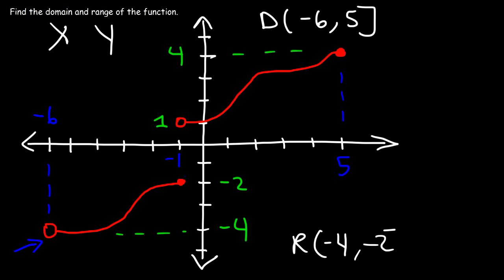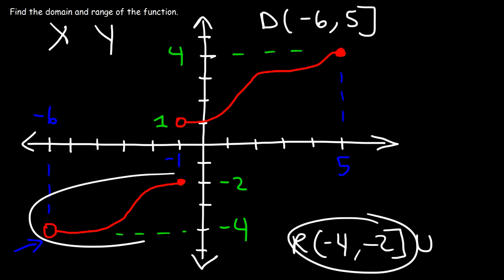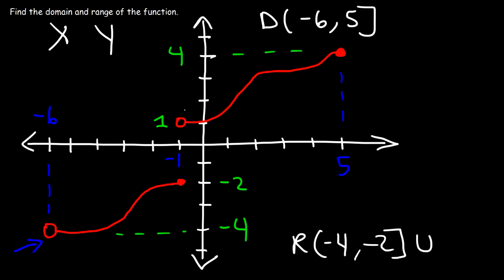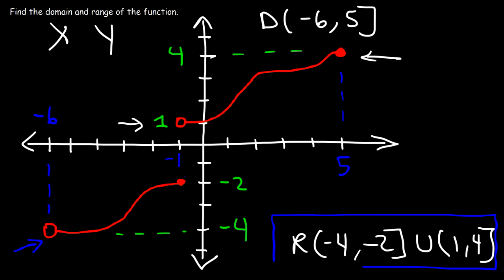Now we have a closed circle at negative 2, so we're going to use brackets. And then union, so this is for the first graph. Let's connect it to the second part of the graph. We're going to start back up at 1 and end at 4. Now, 1 is not included, we have an open circle, but we have a closed circle at 4, so 4 is included. And so this represents the range of this particular function.